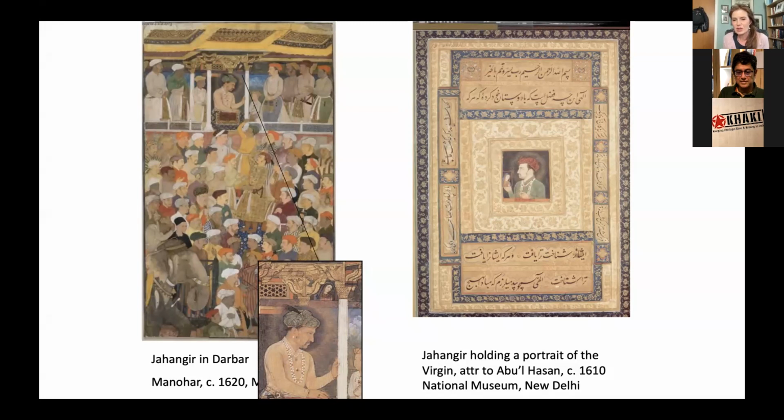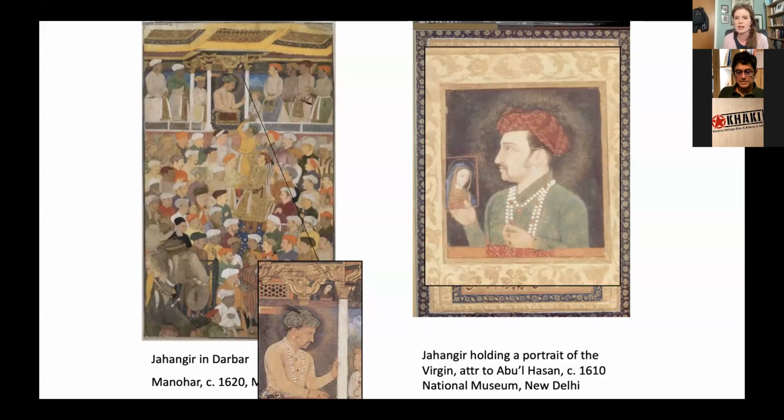On the right-hand side, you can see a famous image from the National Museum attributed to Abul Hassan, where we see Jahangir and he's holding a little portrait of the Madonna. And the layers to this image are fascinating, I think, because in holding that image, he's closely associated with the idea of the Madonna through the power of touch. And the image itself is a reference to the iconic images of the Virgin Mary that were brought by Jesuits to the Mughal court in the 1580s.